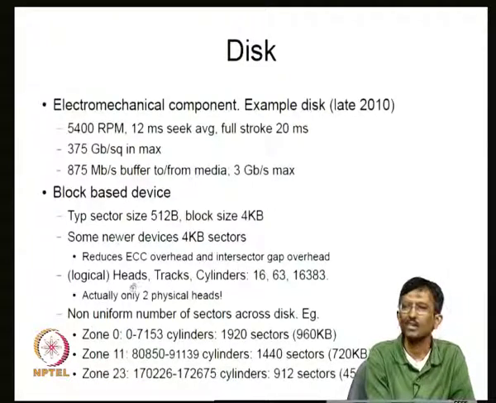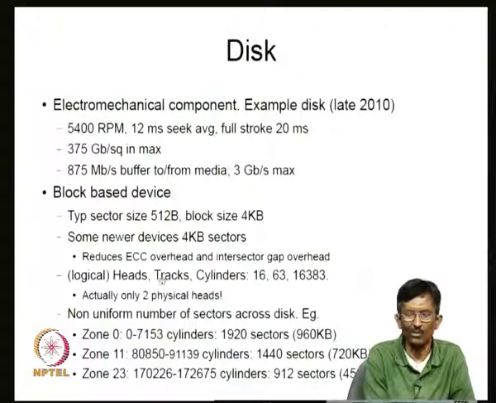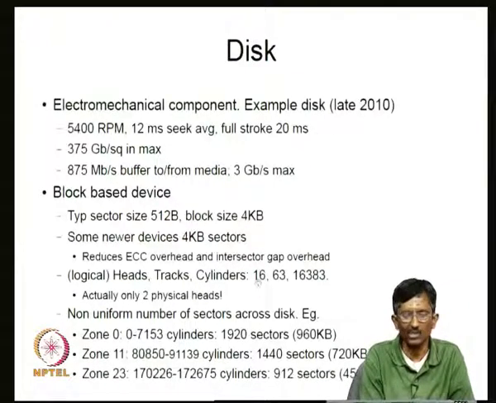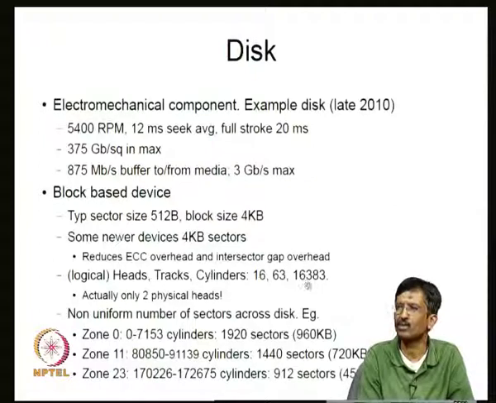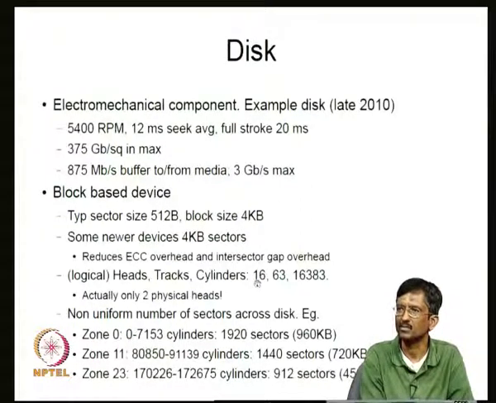So they reinterpreted these bits in different ways, so that even if you had only 2 heads, you still called it 16 heads and still worked with it. For example, on this disk, it says that there are 16 heads, 63 tracks and so many cylinders. It does not correspond with reality. It turns out this particular disk actually has only 2 physical heads. And you can look at the number of cylinders, that also is way off.